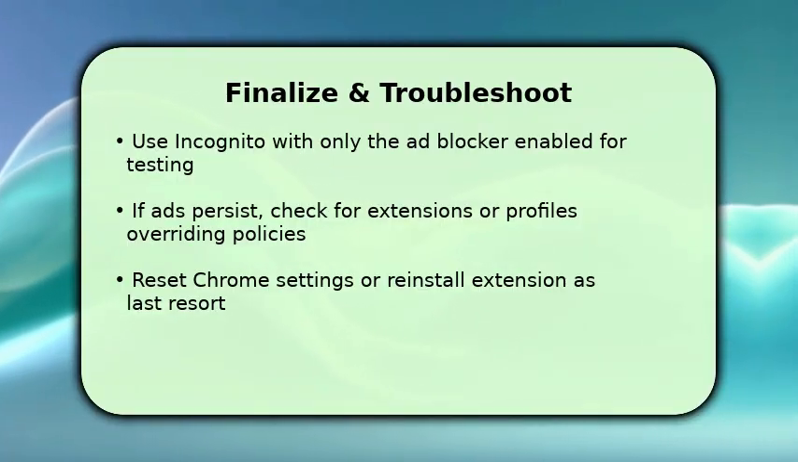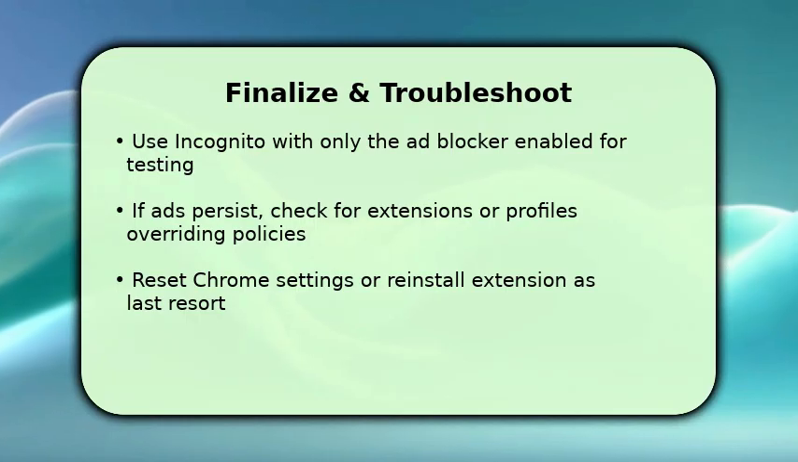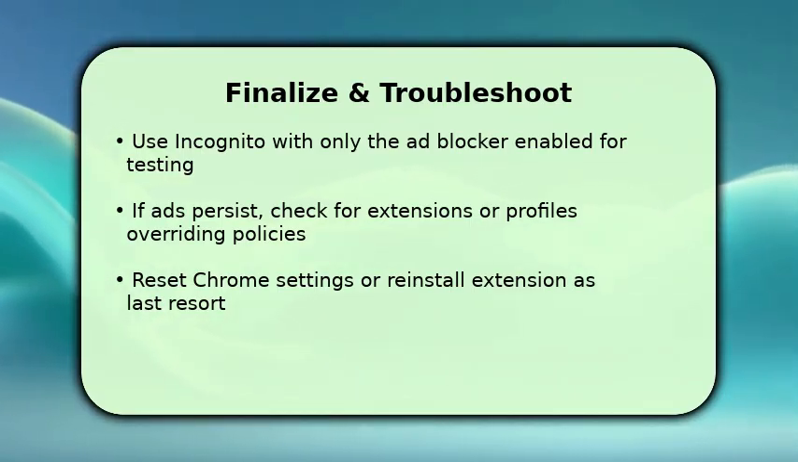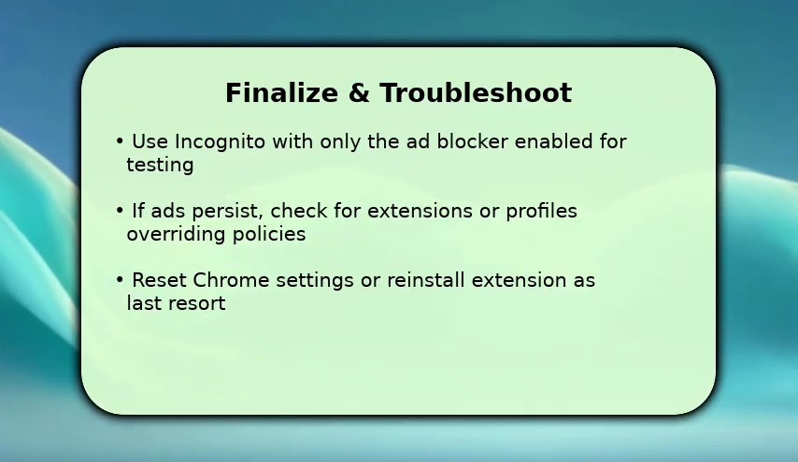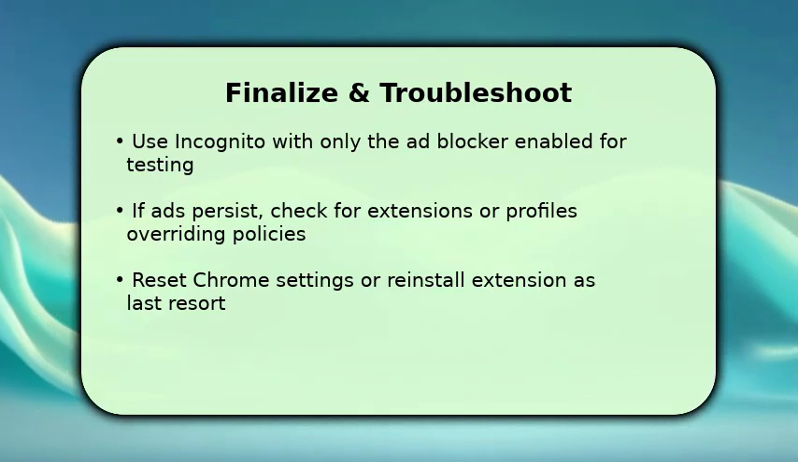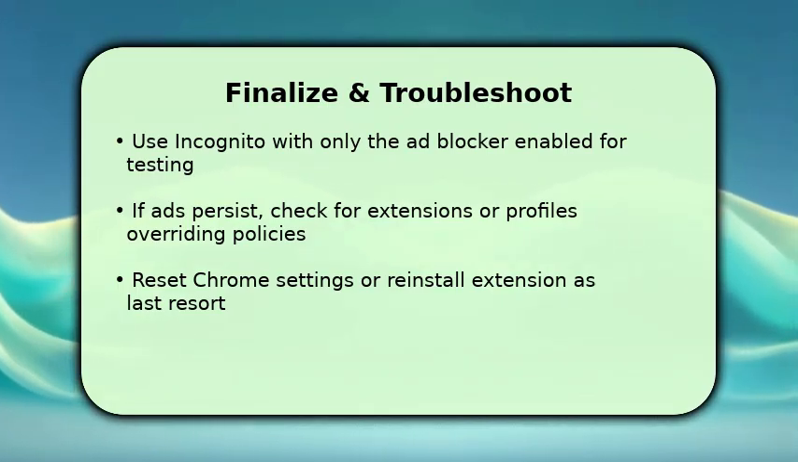If ads persist, inspect other active extensions or any managed profiles. Corporate policies or sync can re-enable ads. Make sure you cleared site data, then disable hardware acceleration if playback issues occur. As a last resort, reset Chrome settings or remove and reinstall the ad blocker. This restores defaults while keeping bookmarks and passwords intact.